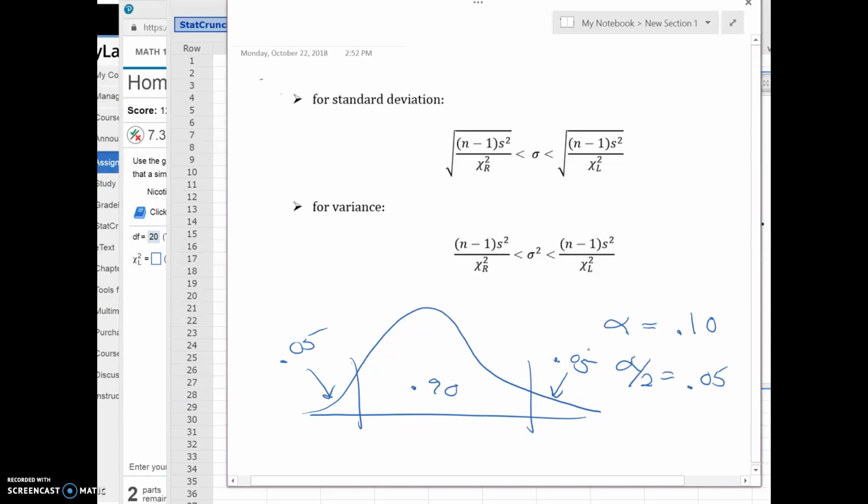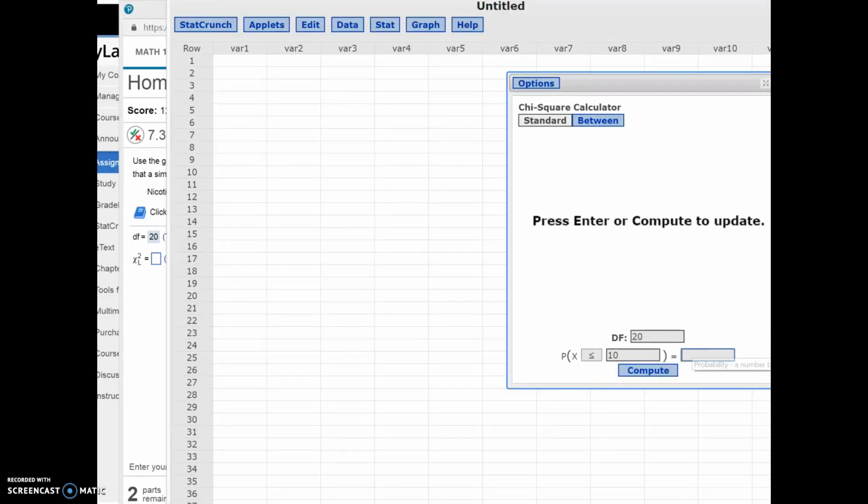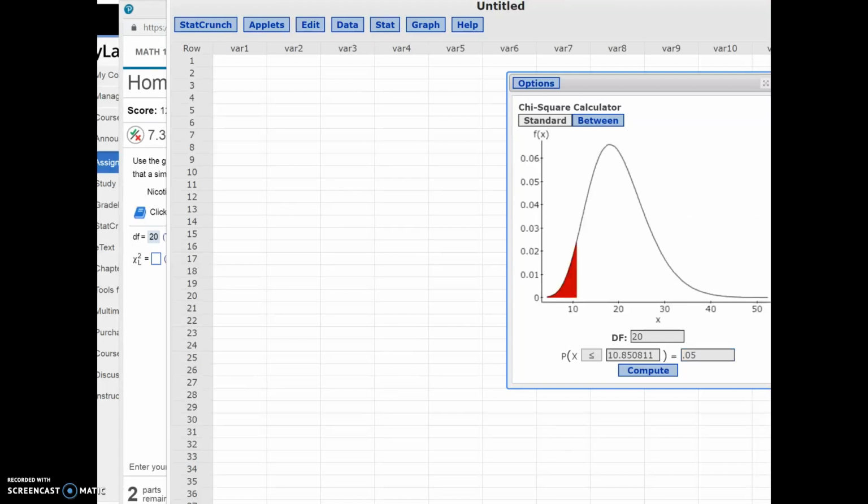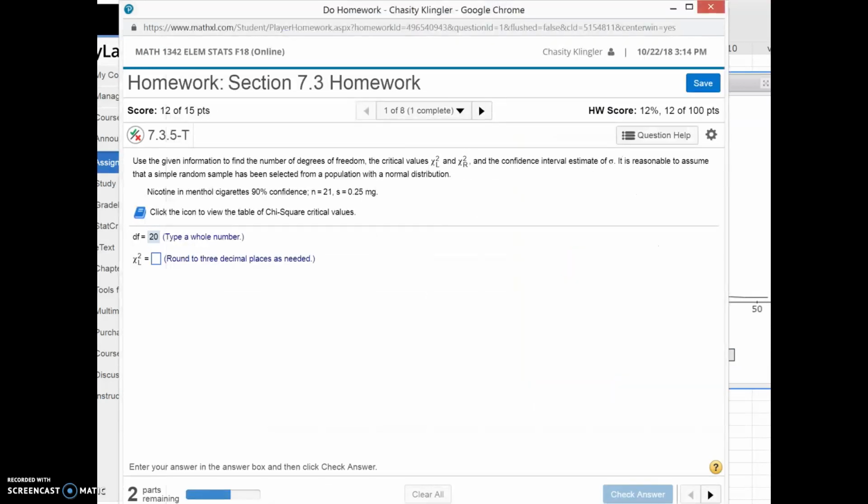So StatCrunch makes it pretty easy. You can do 0.05, and it's going to give you your chi-squared to the left value. So here mine is 10.851.